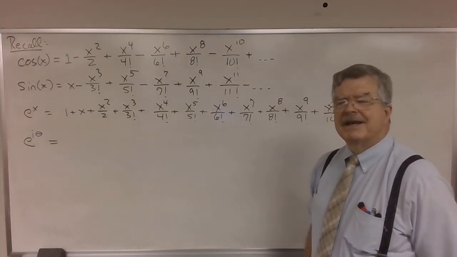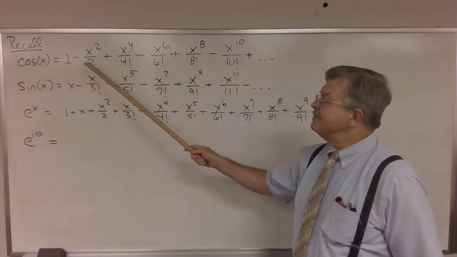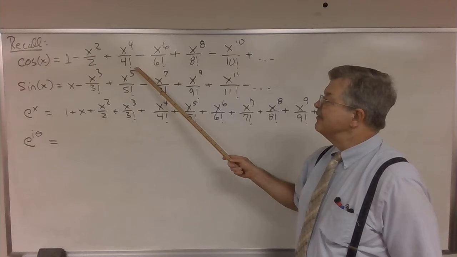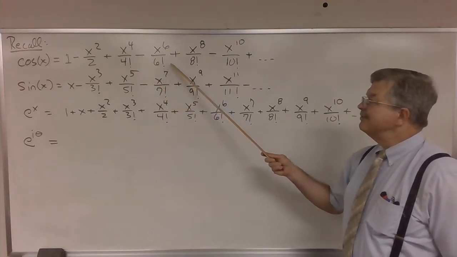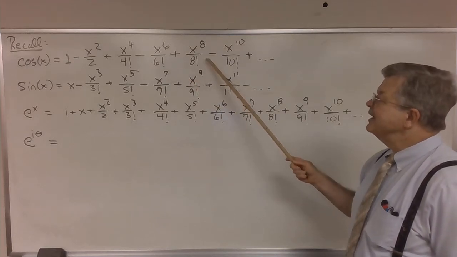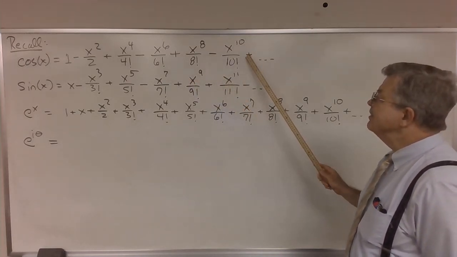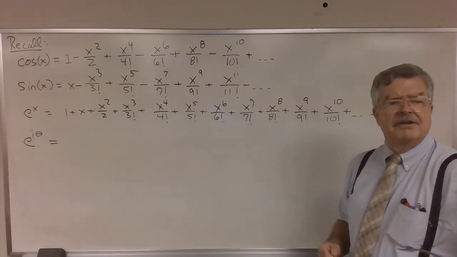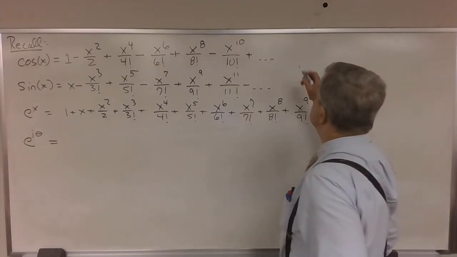Let me try that again. I think we only have one x squared here. 1 minus x squared over 2 plus x to the 4th over 4 factorial minus x to the 6th over 6 factorial plus x to the 8th over 8 factorial minus x to the 10th over 10 factorial. It's an infinite series. We can write it like this.